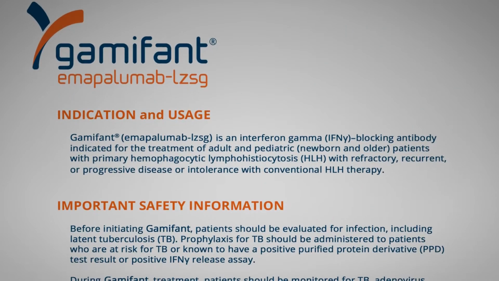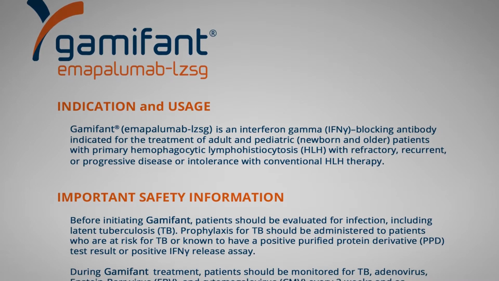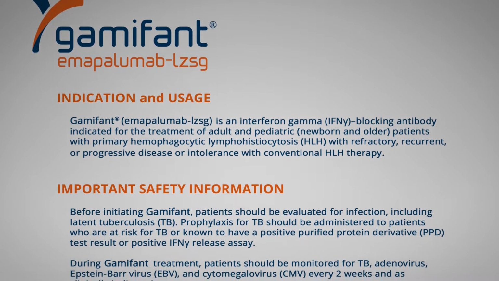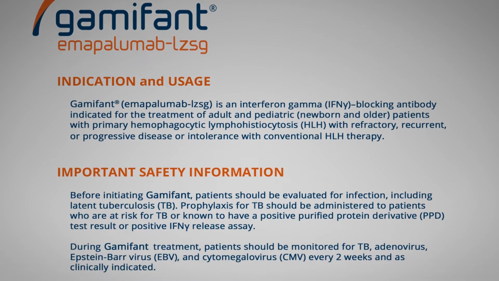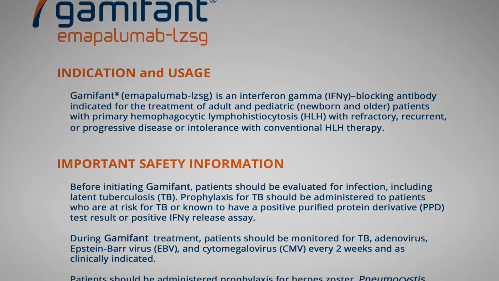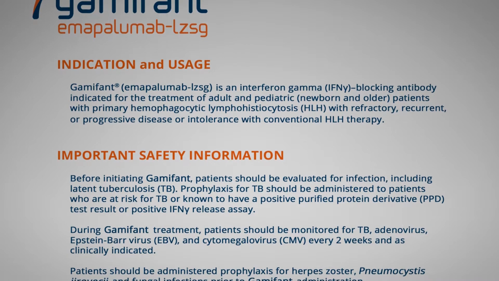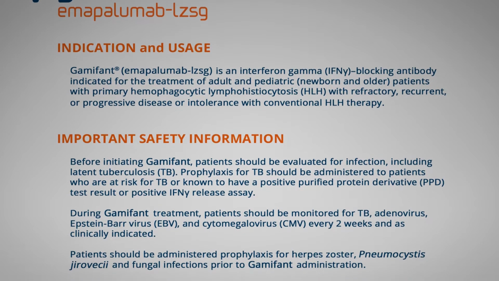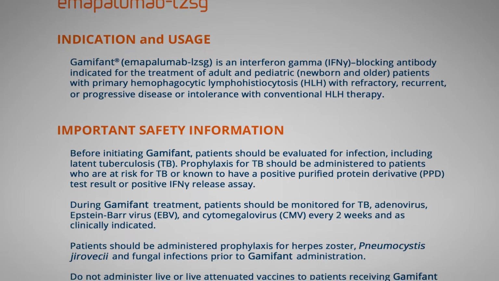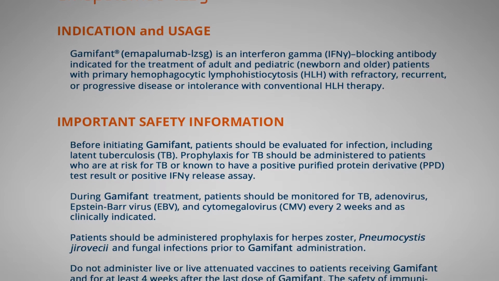Indication and usage. GAMIFANT, emapalumab-lzsg, is an interferon gamma-blocking antibody indicated for the treatment of adult and pediatric, newborn and older patients with primary hemophagocytic lymphohistiocytosis, HLH, with refractory, recurrent, or progressive disease or intolerance with conventional HLH therapy.